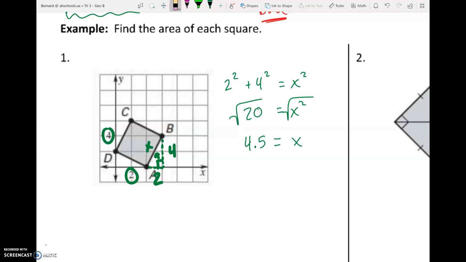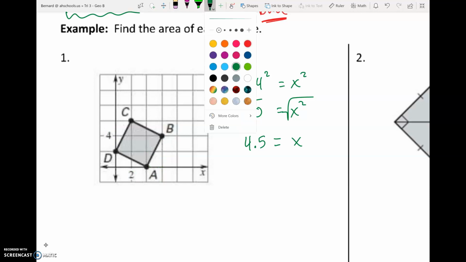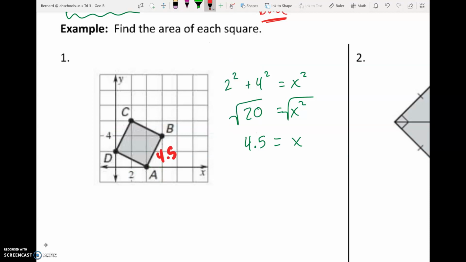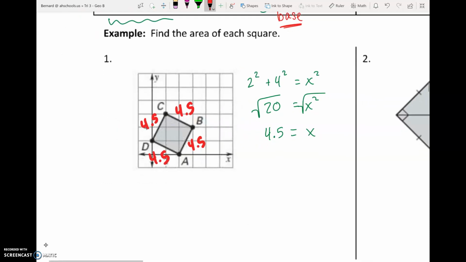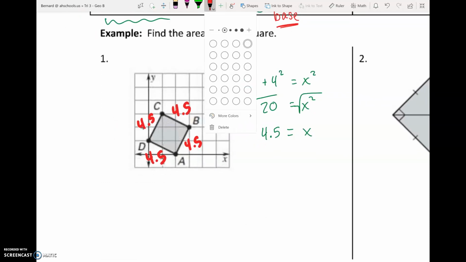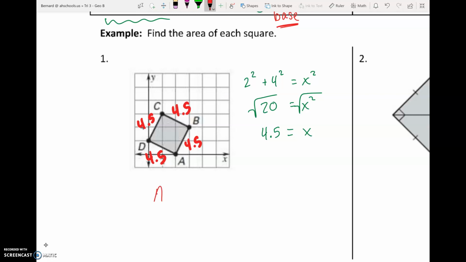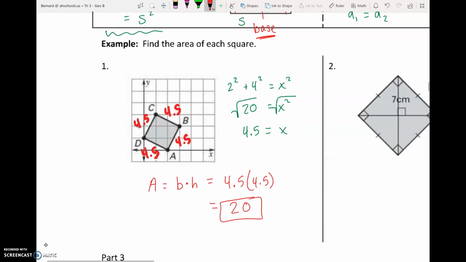Now I want to clear all this up because X is the length of one side, right? And so I can write 4.5 here. I know that side's 4.5. But the nice thing about a square is they're all 4.5 then, right? Once you find one, you found all of them because they're all the same. And so your area, we can just call base times height or side squared. It's going to have to be 4.5 times 4.5. And when we multiply those two things together, we get 20. All right, and that's that.